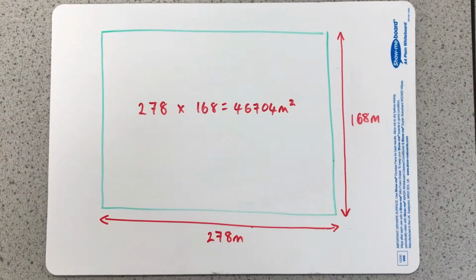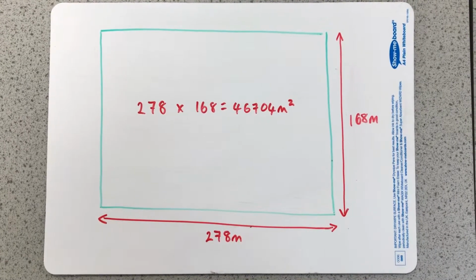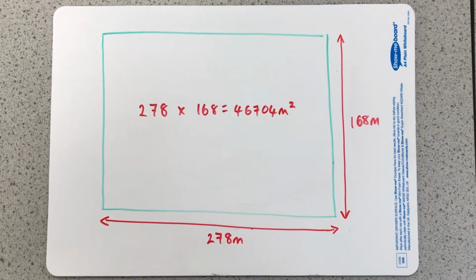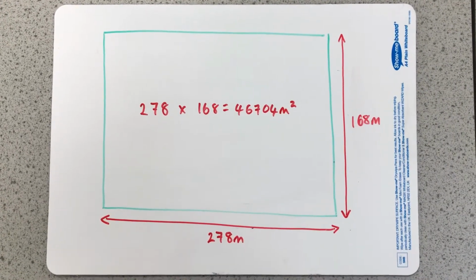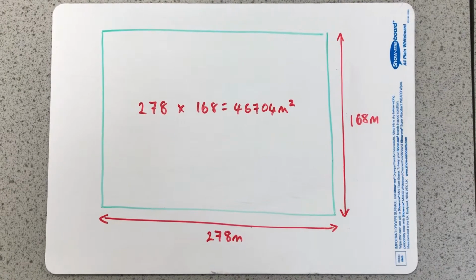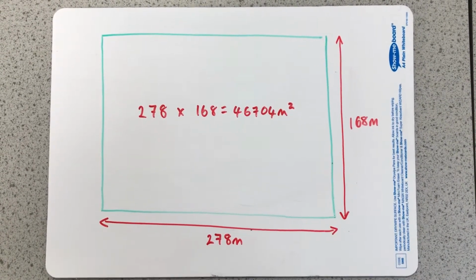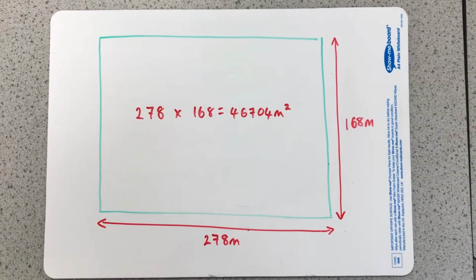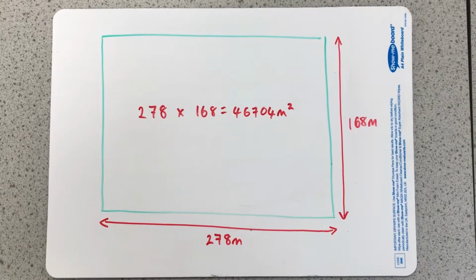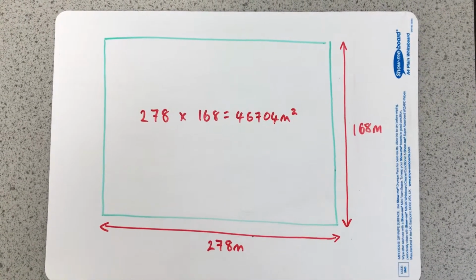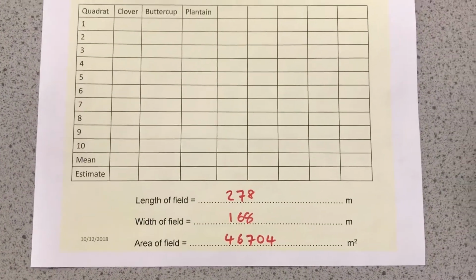The first thing I'm going to do with my trundle wheel is go out to the field and measure the length and the width of the field. Now I'm quite lucky because the field I've used is a rectangle. If you had an L-shaped field, you'd have to split it into 2 sections to work out the area. But I've walked along it with the trundle wheel, and it's 278 metres in length and 168 metres in width. So if I multiply those together, I can get the area of the field, and you can see it's 46,704 metres squared. I worked that out on my calculator to make sure I got my results correct, and I've put it into my table.